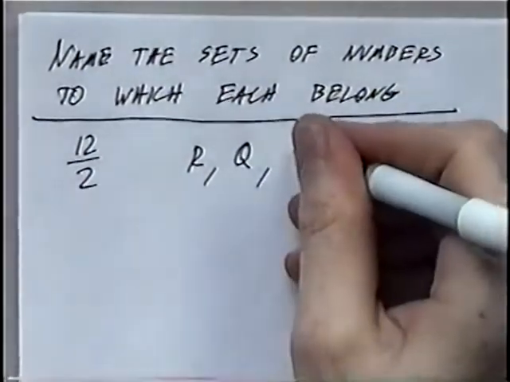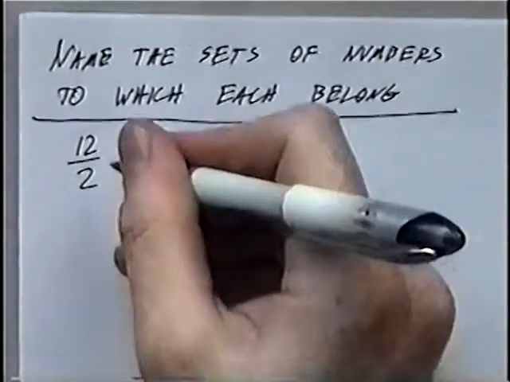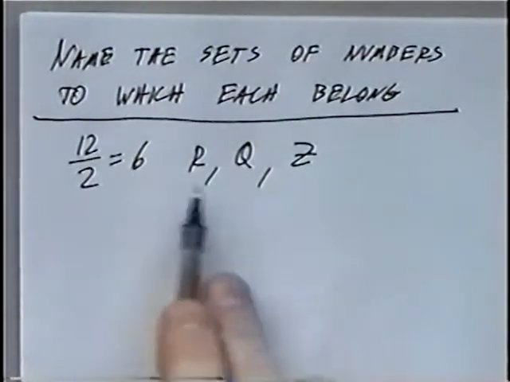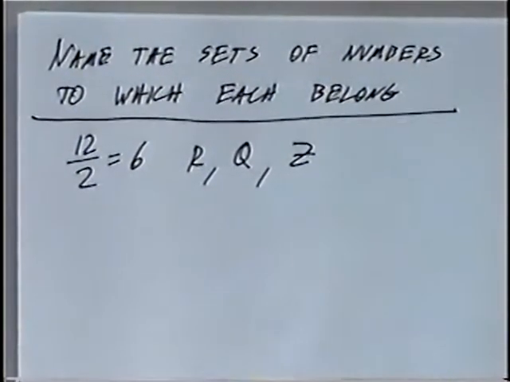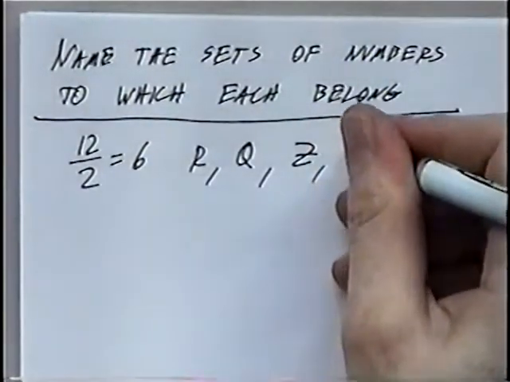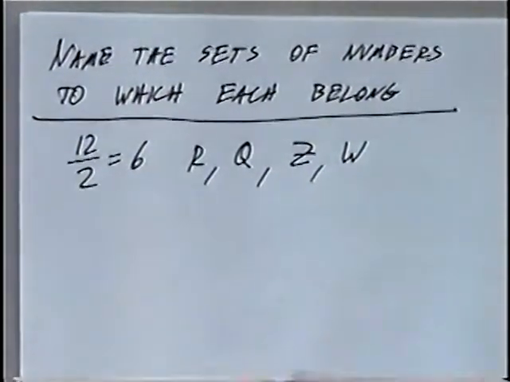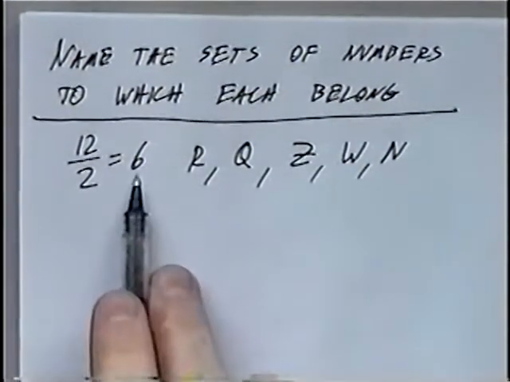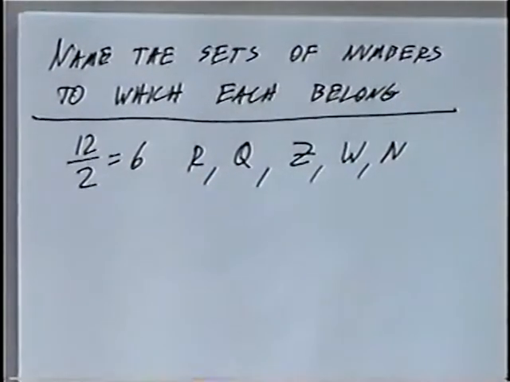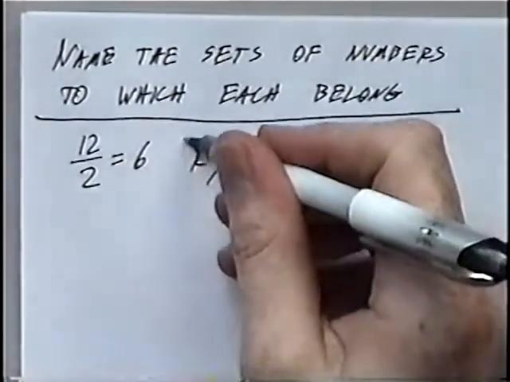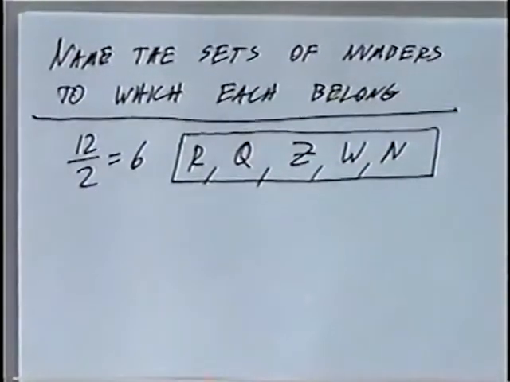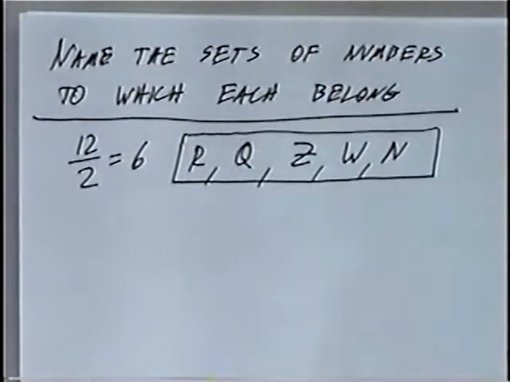It is also an integer. Doesn't look like an integer right now, but if you simplify it out, 12 over 2 is equal to 6, and 6 is an integer. It's also a whole number. 6 would be part of the whole numbers, and also part of the natural numbers. It is not irrational. It does not have a decimal that does not repeat or terminate, and it's not a square root. So the 5 sets of numbers: real, rational, integer, whole, and natural.